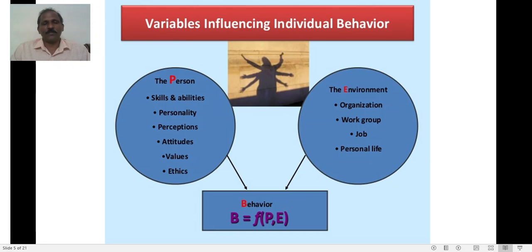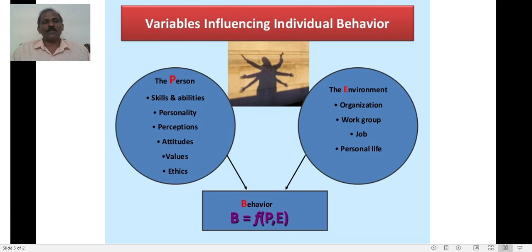Internal or external. This slide depicts that the individual behavior, or behavior of man, is influenced by two sets of factors: one, the person related, and the other, the situation or environment related. And it is said that behavior is a function of the person or personality and the environment. Function of P into E.